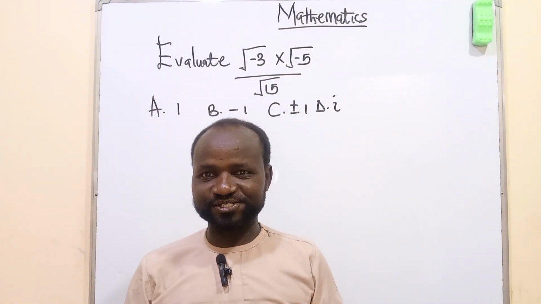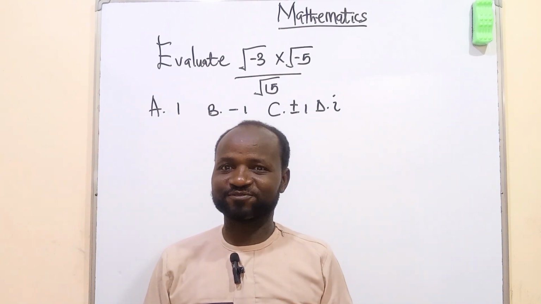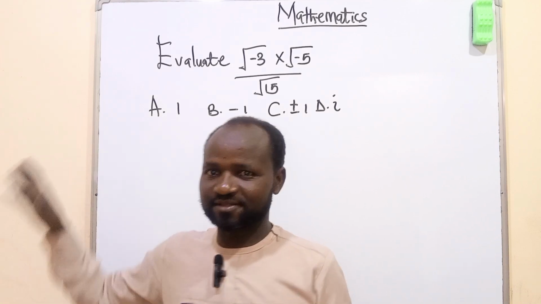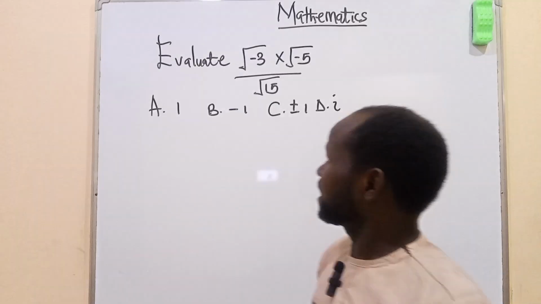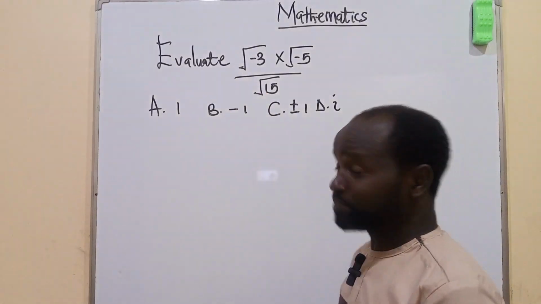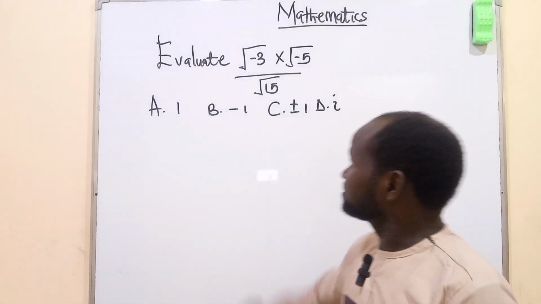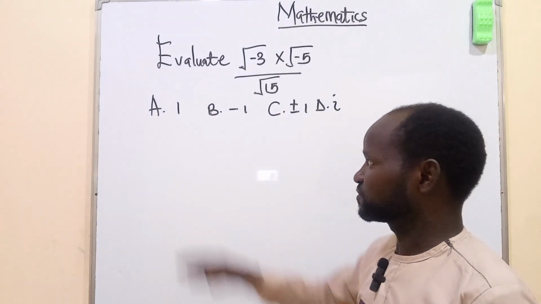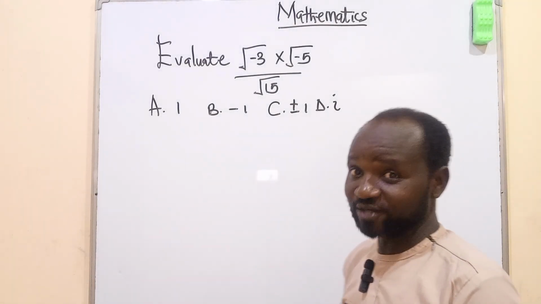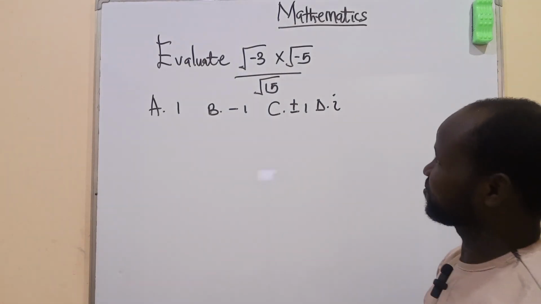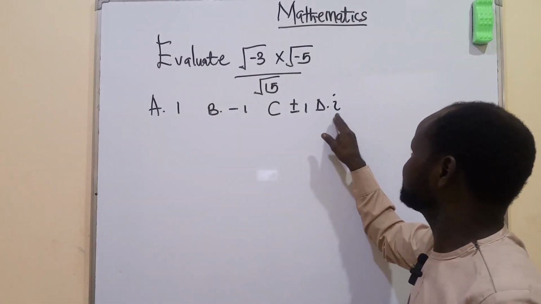In today's presentation, we are looking at this question sent in by one of the fans. This is mathematics. Let's look at the question. We are asked to evaluate root minus 3 times root minus 5 divided by root 15. We have options here. This is an objective question. Option A is 1, option B is minus 1, option C is plus or minus 1, option D is i.